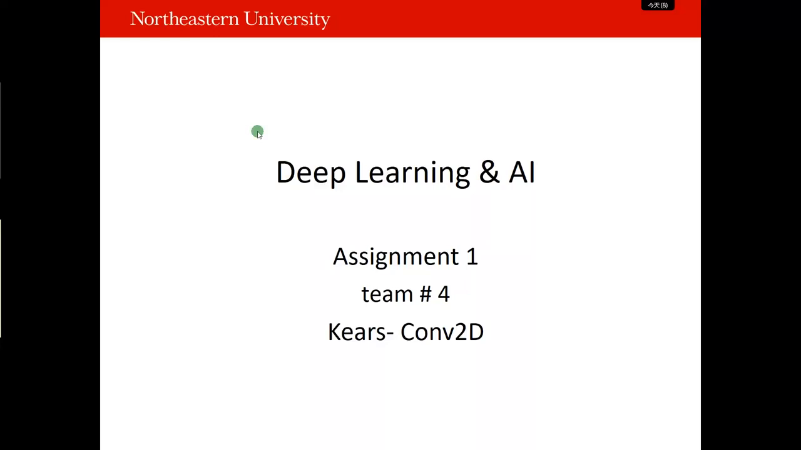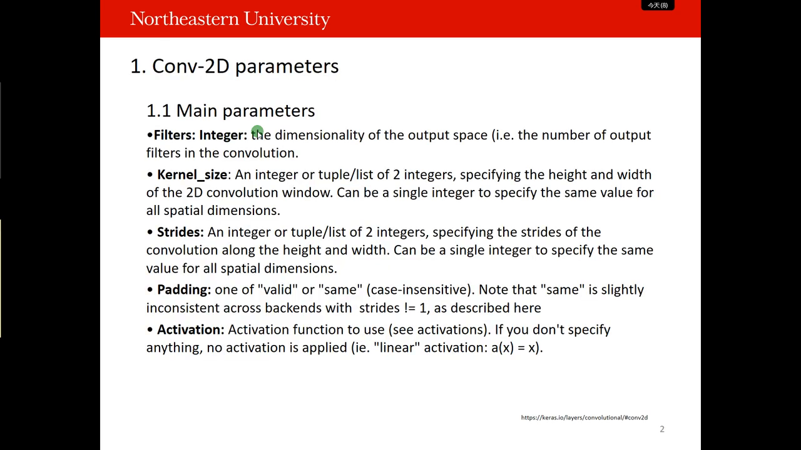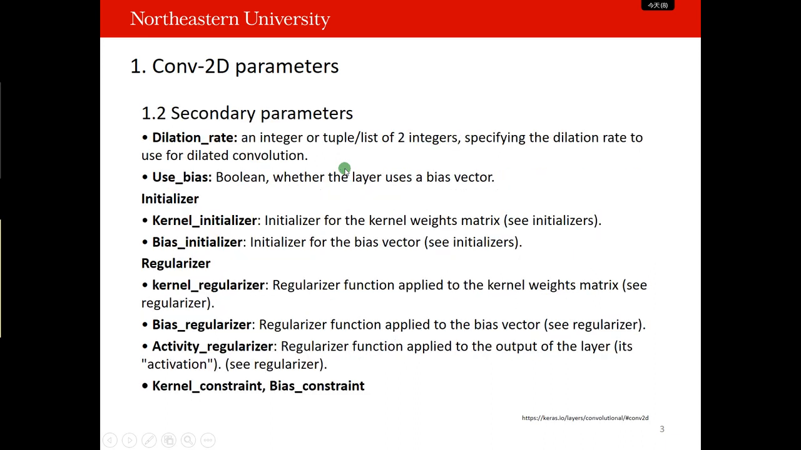I'm Hamilton. Today I'm going to talk about how the parameters of convolution 2D influence the CNN based on the CIFAR-10 dataset. Here are the main parameters of convolution 2D. It includes filters, kernel size, strides, padding, activation. And here are the secondary parameters. It includes dilation rate, use bias, kernel initializer, bias initializer, and some regularizers.